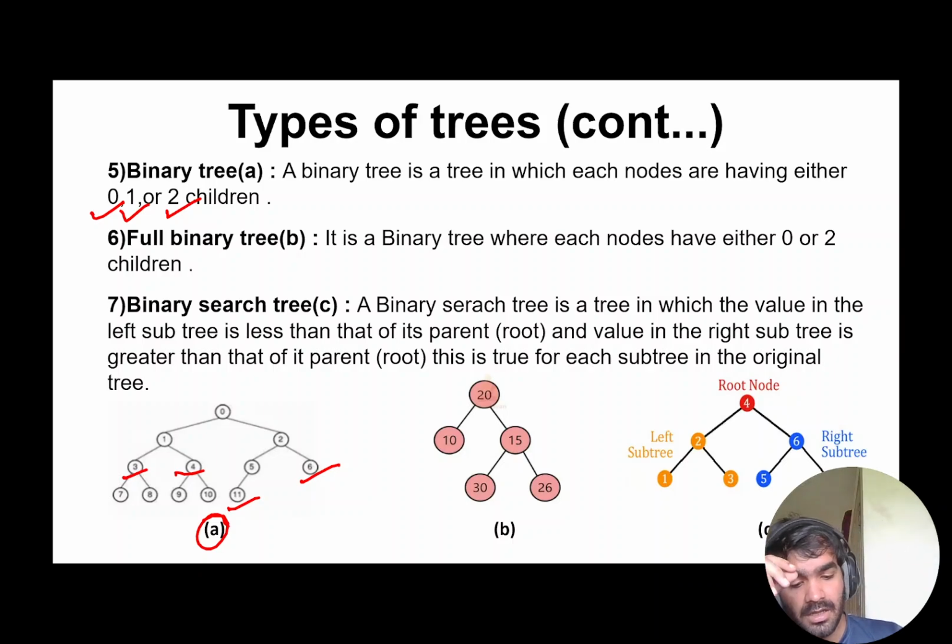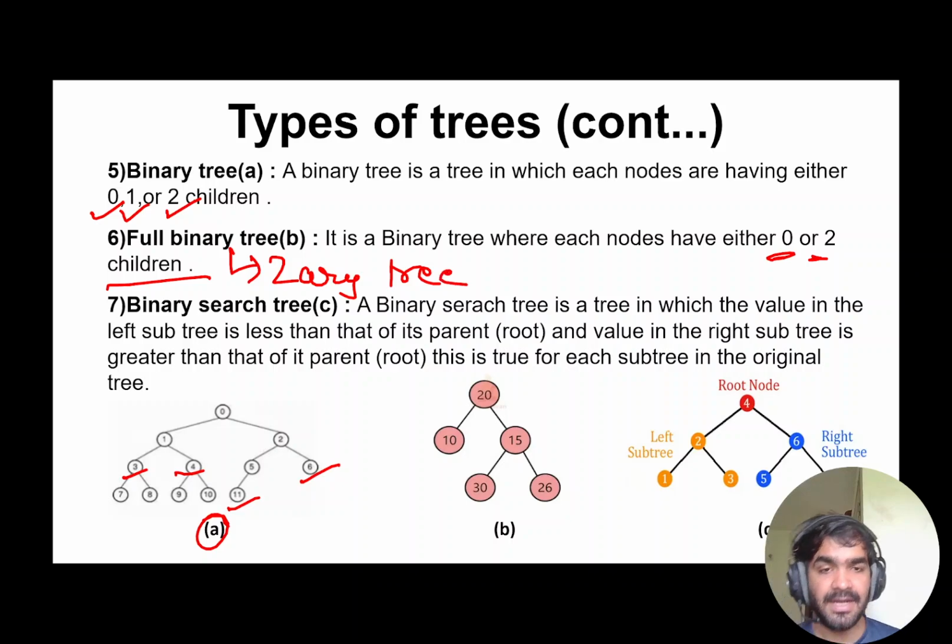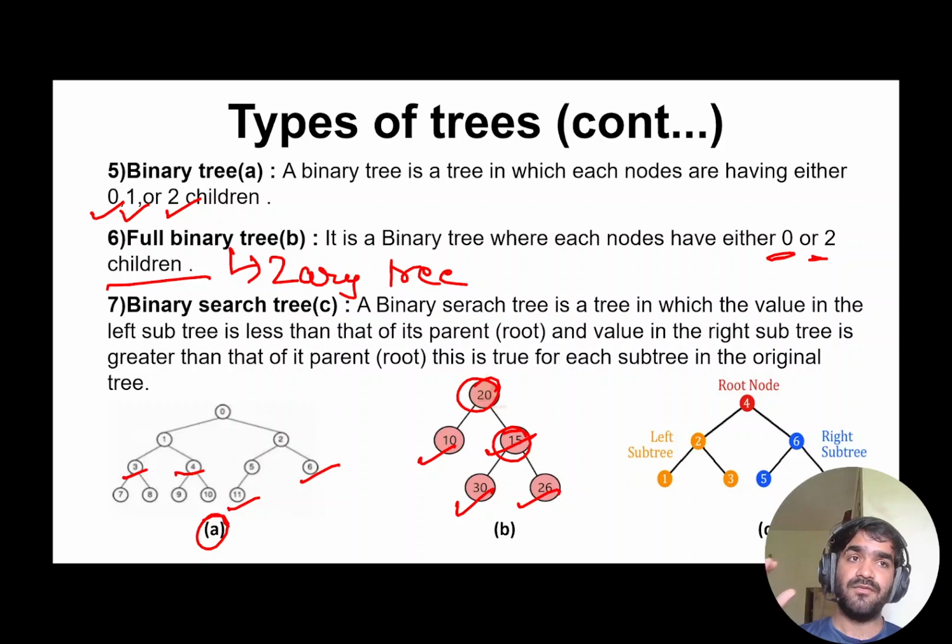Full binary tree. A binary tree where each node has either 0 or 2 children. We can say a full binary tree is a 2-array tree, as by definition, a K-array tree has 0 or K children. So here a 2-array tree has 0 or 2 children. In diagram B, node 20 has 2 children, 10 and 15. Node 15 has 2 children, 30 and 26. And nodes 30, 26 and 10 have 0 children. So it fulfills the definition of a full binary tree.